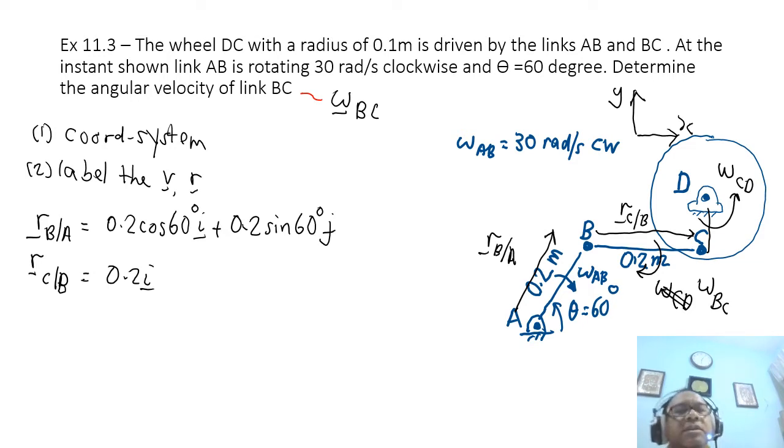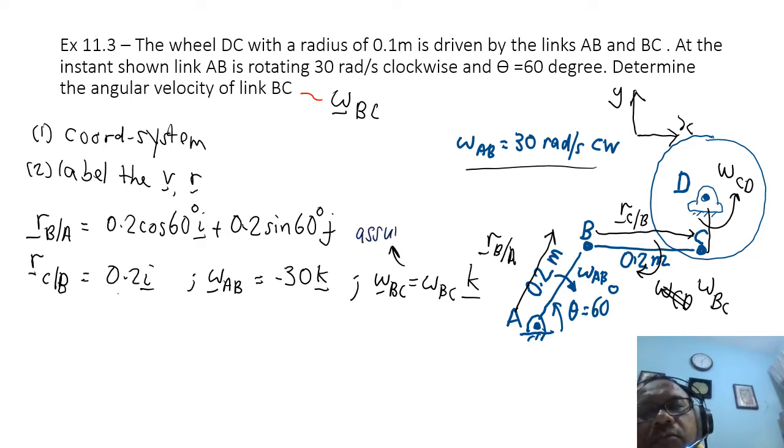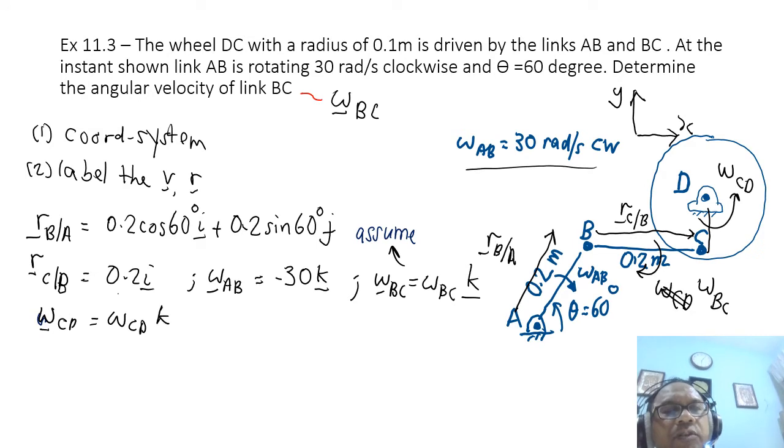Do we know what omega AB is? Yes, omega AB is given as 30 radian per second clockwise. Clockwise is in the negative k direction, so minus 30 k. By now you know the sign for positive and negative k. Unit radian per second. What is omega BC? We don't know what omega BC is, so we assume omega BC equals omega BC k. This is what we assume. Do we know what omega CD is? No, we don't, so we just assume omega CD equals amplitude omega CD and the direction is positive k. That is, again, assumed.